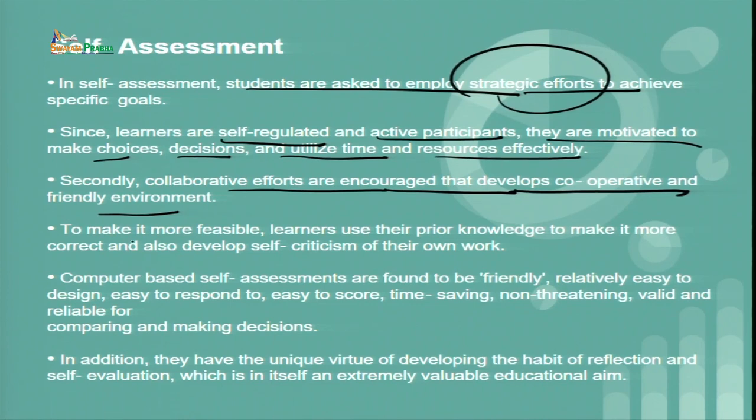Now coming on to the next point, it says to make it more feasible, learners use their prior knowledge to make it more correct and also develop self-criticism of their own work. At this point of time, it is not the third person or the fourth person who is giving the guidance or giving suggestions or recommendations to them. Actually, they become active, and they themselves are the part of the system. So they are making decisions for themselves, and since they become self-critic, now they know where they stand.